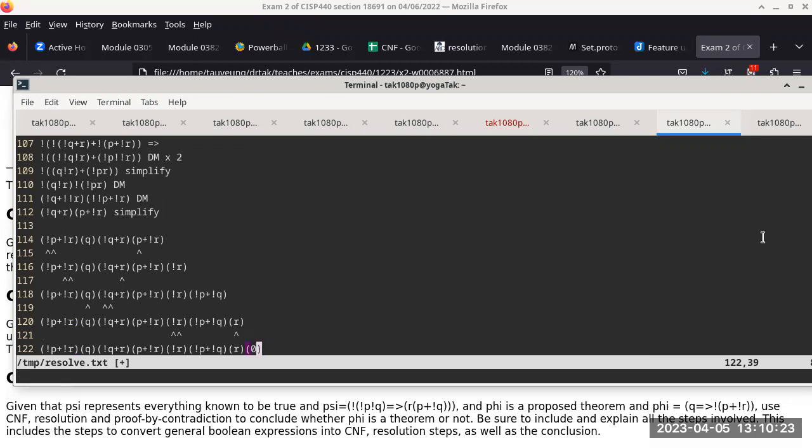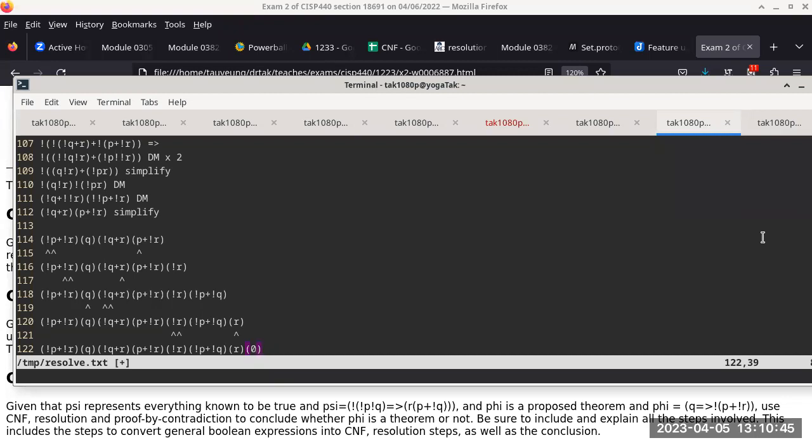Is the last line needed, or could we just say, since R and not R contradict each other, the theorem is proven? I personally prefer to see it resolving to a zero, just so that I know this is the condition why you stop as a result of the resolution.